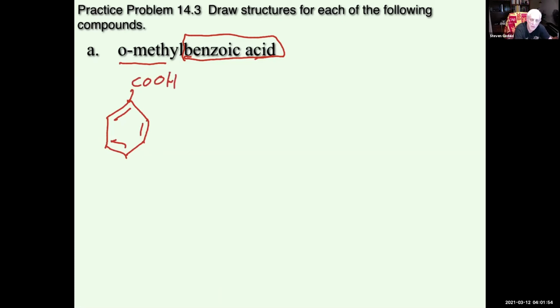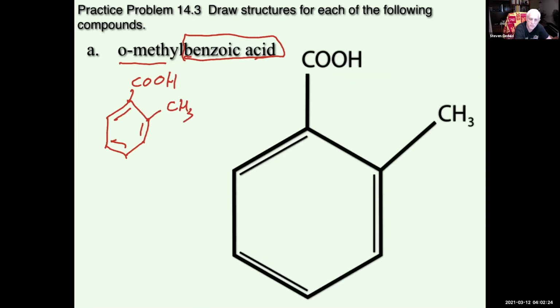Then it tells you there's a methyl group attached at the ortho position. So ortho, meta, and para apply to the benzene ring itself. So it's attached directly to the benzene ring at the ortho position. Ortho is the number 2 carbon. Ortho's 2, meta's 3, para's 4. So the methyl group is attached at the number 2 position. So that's ortho-methylbenzoic acid or 2-methylbenzoic acid. And that's what it looks like.